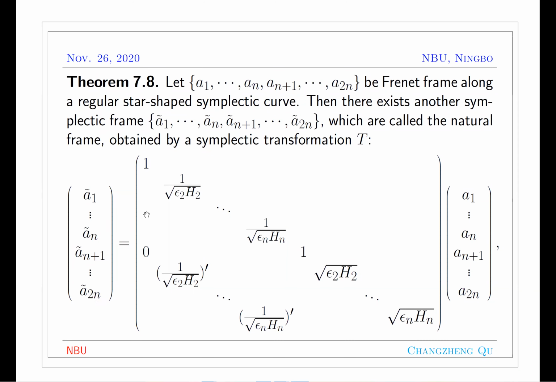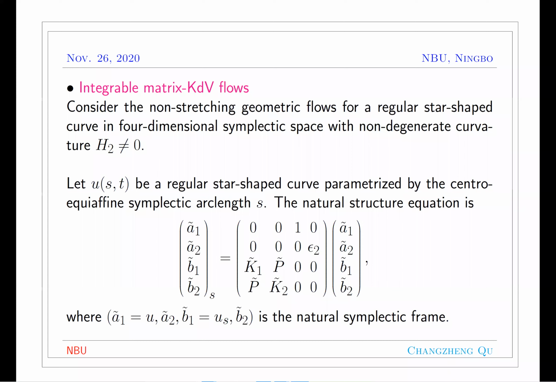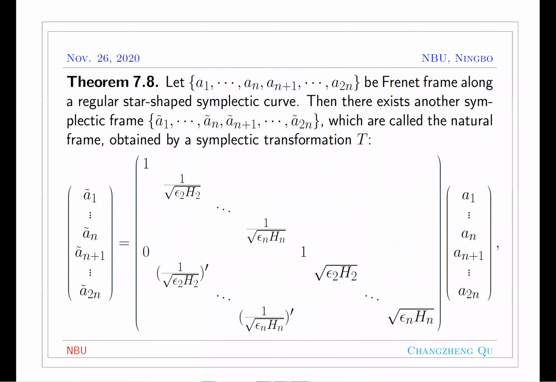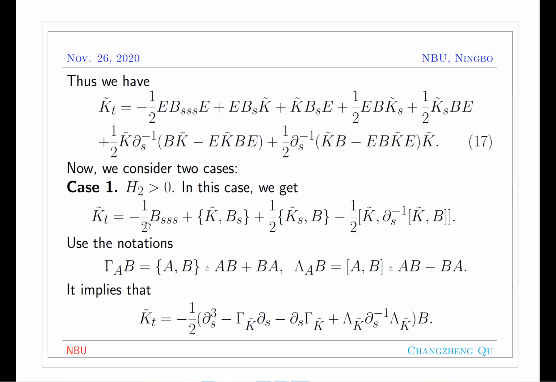N equals 2, in the 2-dimensional case. There are three invariants. The H2 is this one, so it depends on the sum of epsilon 2 in this case. If H2 is positive, we get the equations for the matrix given by this one. Using the two notations, gamma AB and lambda AB, the matrix KdV equations can be written like this.